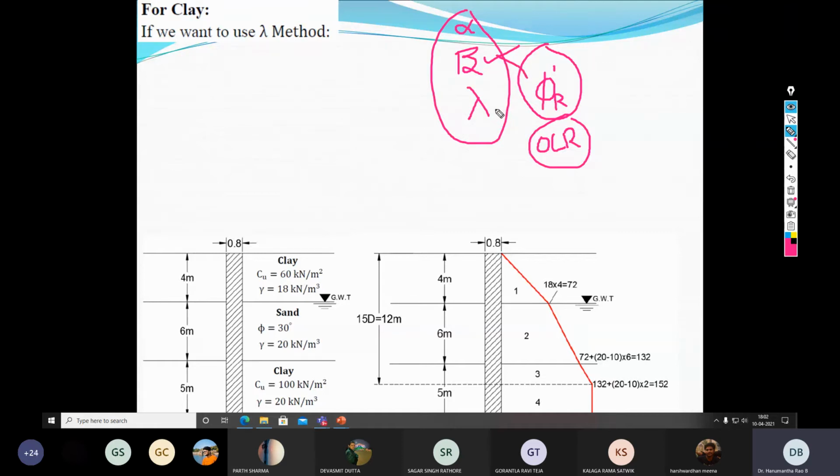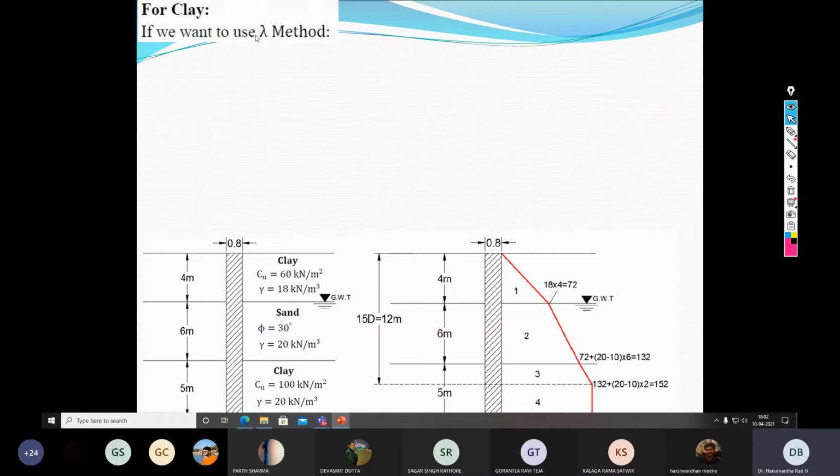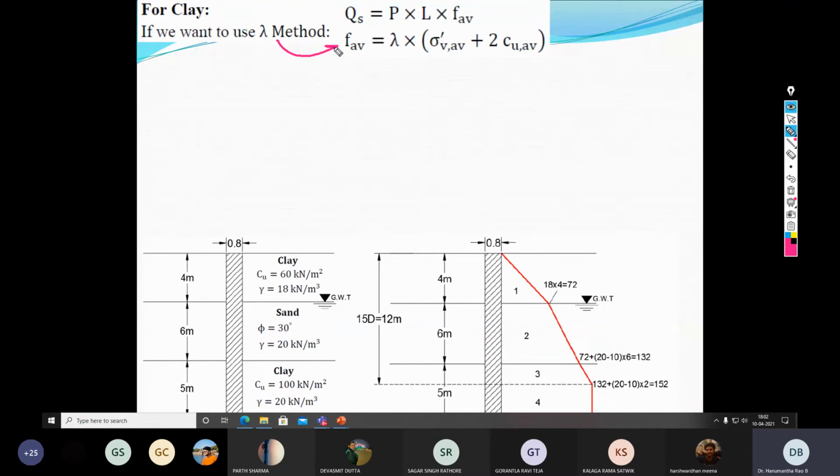But we have a chance to use the alpha method and the lambda method. So try to use both methods to calculate the skin friction in clay. First I am going to use the lambda method. So this is the equation. The QS in case of the lambda method, or the average unit skin friction, F average, is equal to lambda into sigma V dash plus 2Cu.